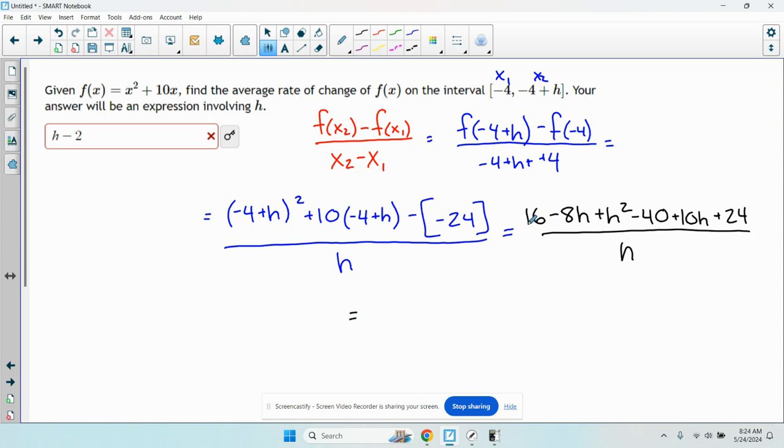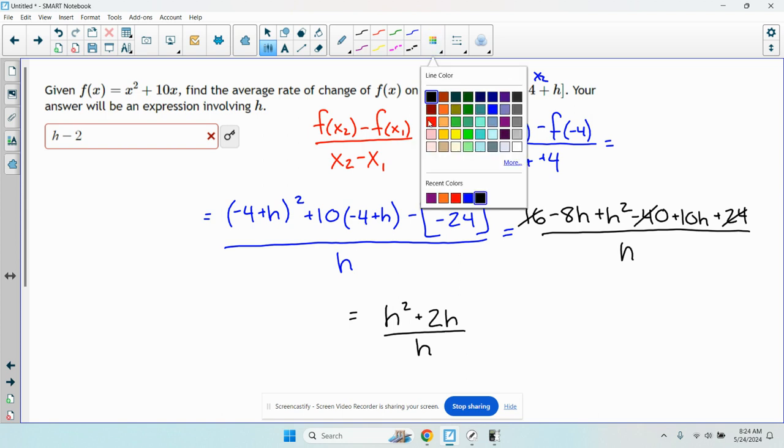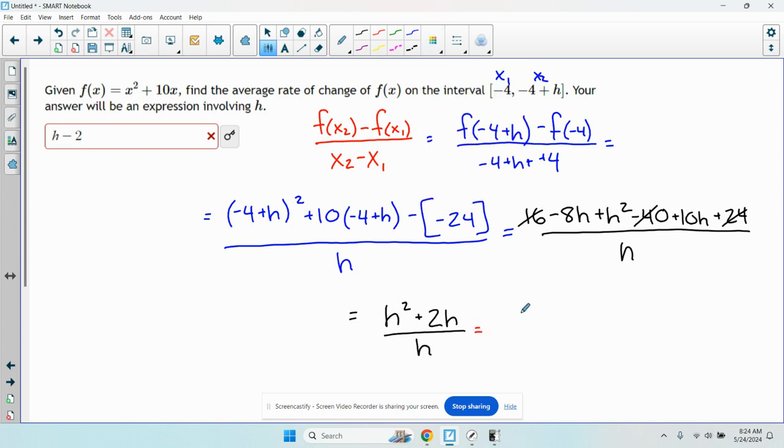Moving right along, I get 16 minus 40, that's negative 24 plus 24. That crosses out with that. Negative 8h and positive 10h is 2h. Oh, and I have an h squared, so this is going to be h squared plus 2h over h. They both have an h on top, so I'm going to factor an h out. I'm left with h plus 2 over h. The h is crossed out. I'm left with h plus 2.